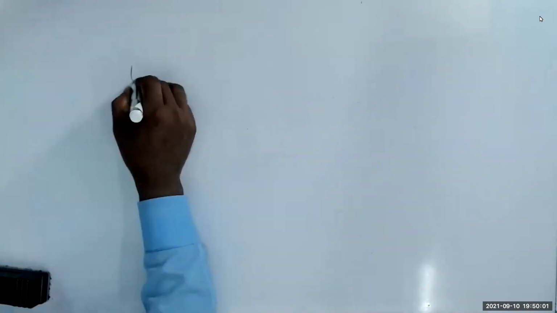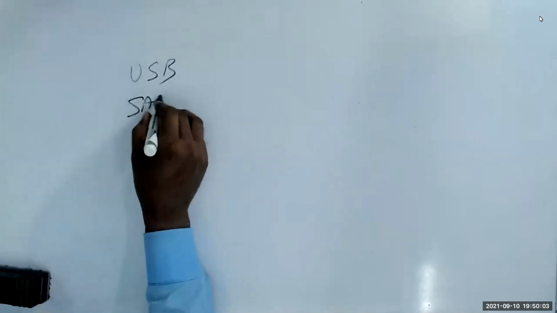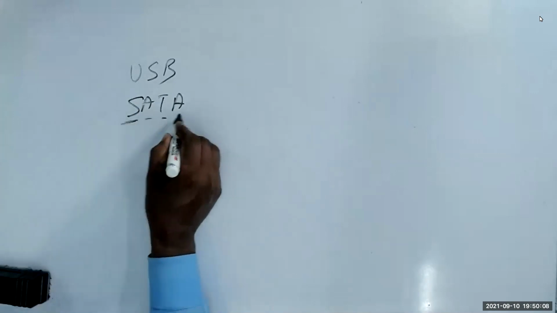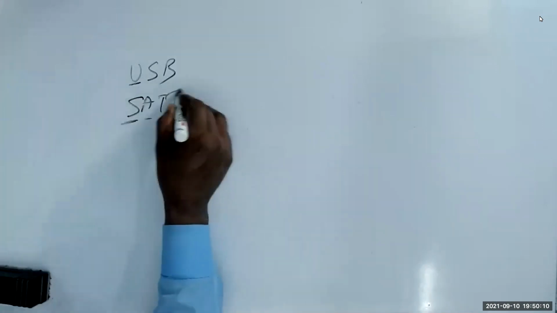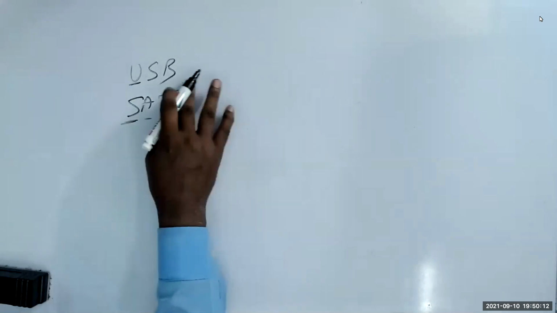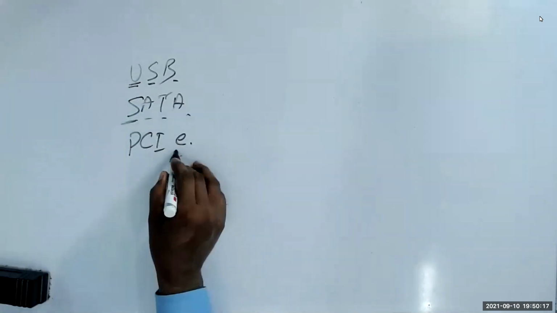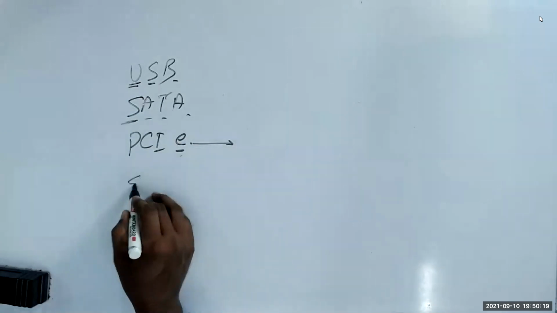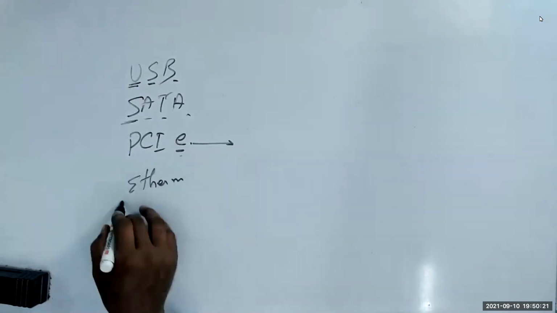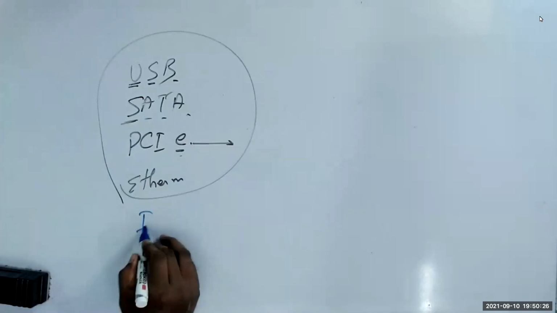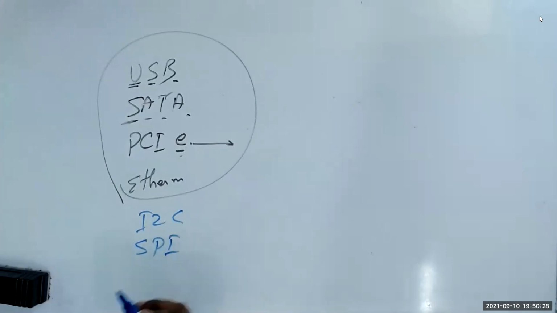Because of USB, SATA, and this one. SATA is serial ATA. Then ATA is nothing but IDE. I'll explain that later. Universal serial bus, PCI Express. The Express is nothing but serial. Ethernet. These are all outside. And within the system, you have I2C, SPI. And outside is once again this one, UART.